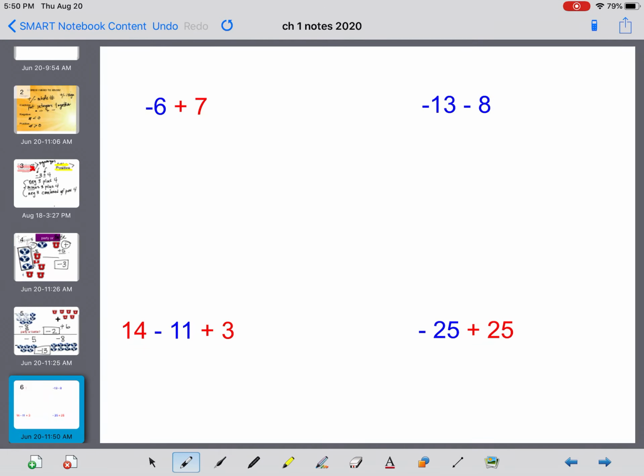Here's another opportunity to practice. A good idea would be to pause the video right now and then try these out on your own and see if you can do it. Then turn the video back on and check your answers. I'm going to go through it.